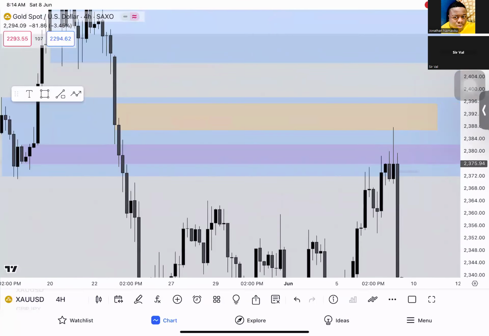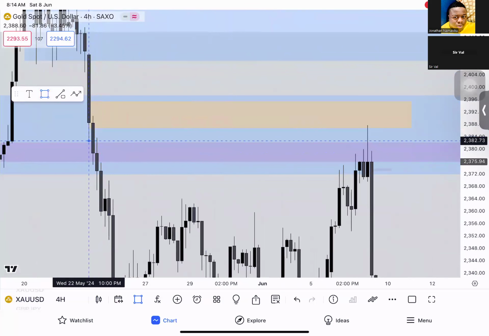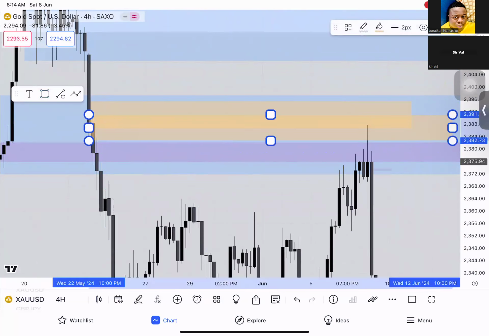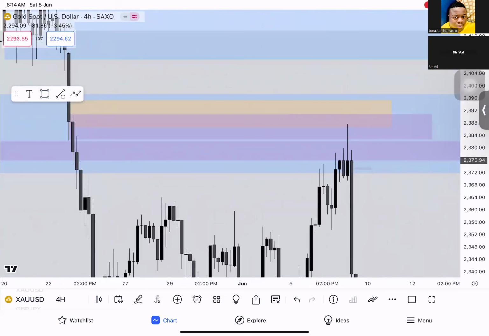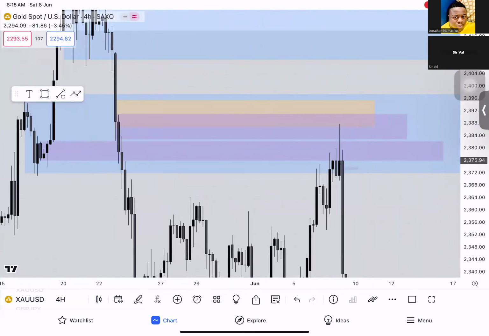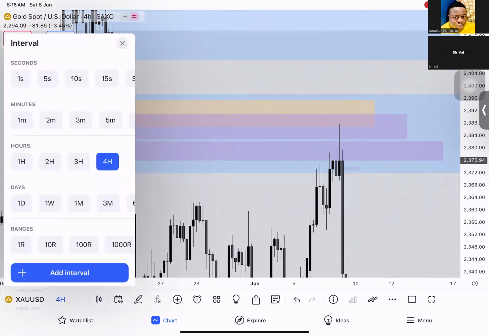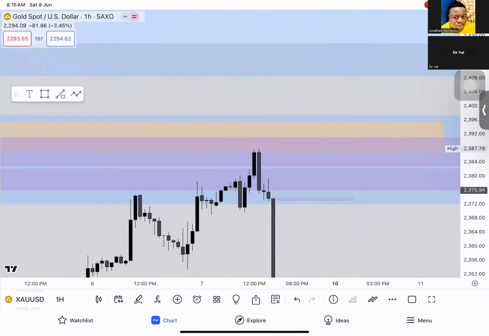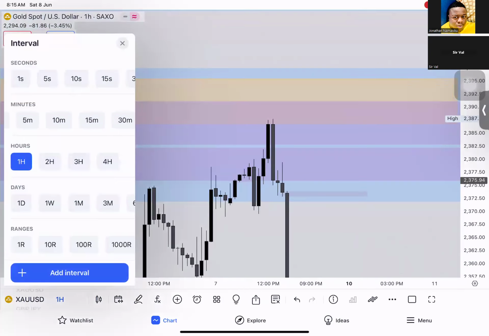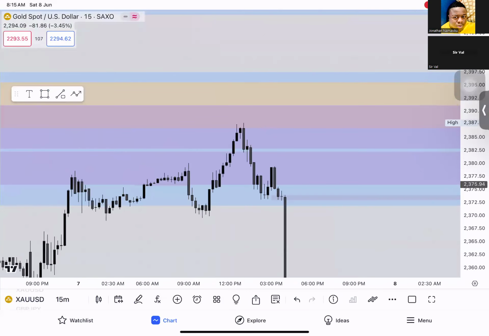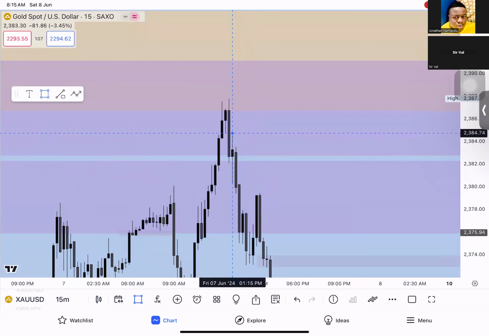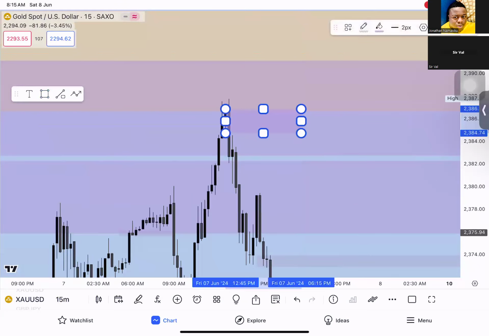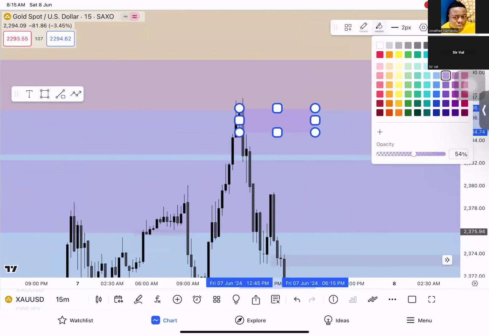So the dominant I sometimes use. In this situation you can use the dominant if you don't want to be confused. So here we have an H4, we have an H1, then CMP here, M15. Do we have a confirmation? Yes, we have.